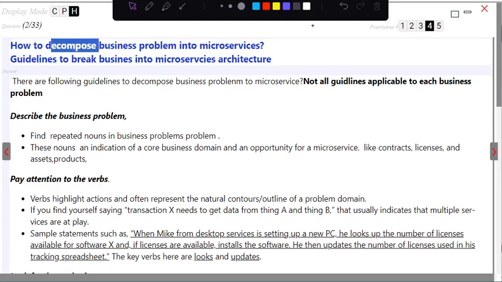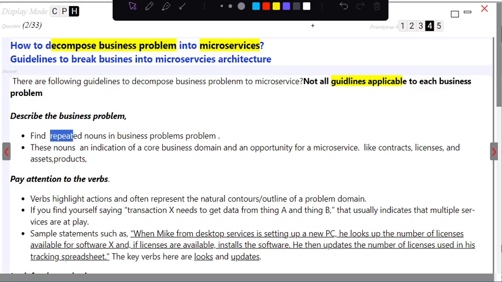How to decompose the business problems into microservices. Suppose we have a business problem and we have to convert it into a microservice architecture. There are different guidelines applicable to different business problems. Not all guidelines apply to all business problems. So we first go to the guidelines and then try to apply them to the business problem. First, describe the business problem.